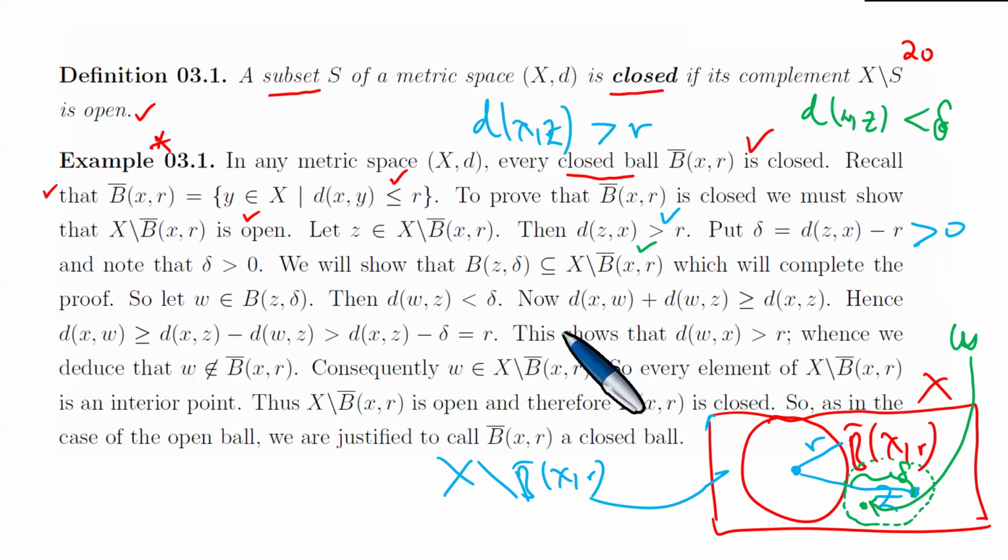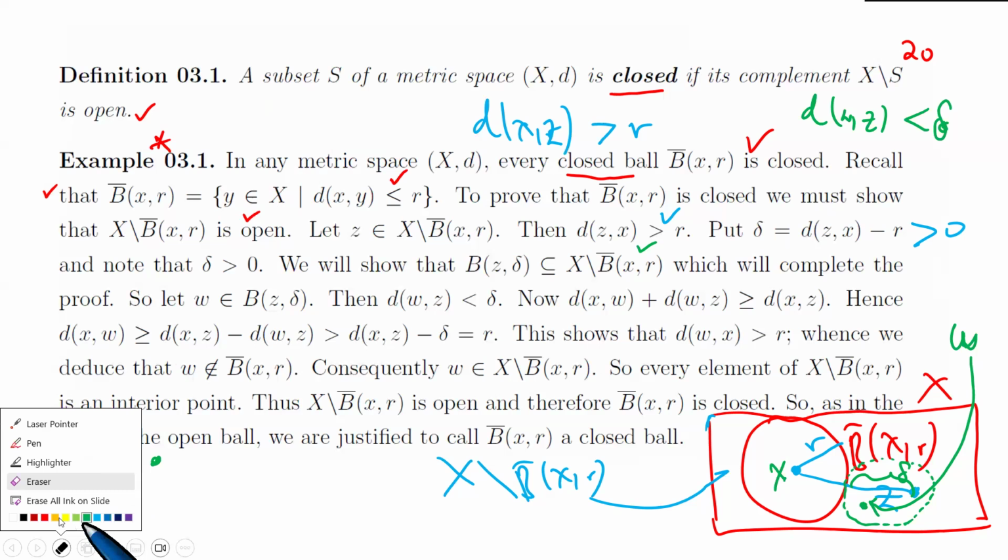Now, we can use the triangle inequality: the distance between X and W plus the distance between W and Z is bigger than the distance between X and Z. So we have a triangle where we've put X there. We can actually just draw a triangle here. We're going to use the triangle inequality, but in a very, very cunning manner.